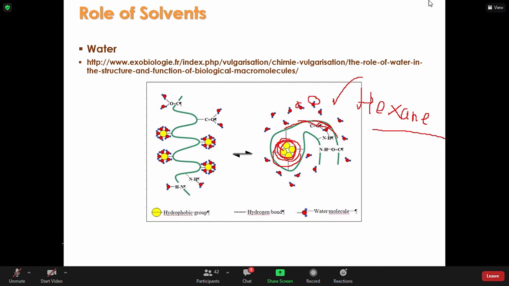So initially the hydrophilic group is on the surface and the hydrophobic group is in the internal part of the protein, and because you change the solvent with hexane, now the protein opens up. The ones inside come out, and the ones outside go inside. So basically you destroy the protein completely. Yeah, so that's correct. When you change the solvent, it will affect the protein structure.